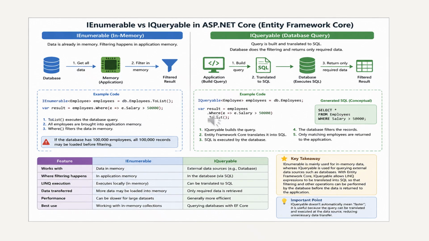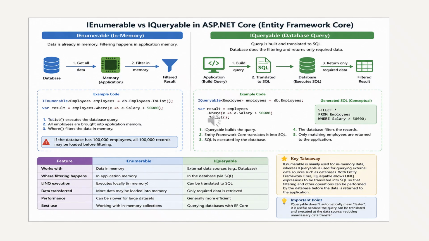This diagram explains the difference between IEnumerable and IQueryable in ASP.NET Core with Entity Framework Core. IEnumerable is mainly used when the data is already loaded into application memory. For example, when ToList is called first, the database data is retrieved and then Where filters the records in memory, which can use more memory when the dataset is large.